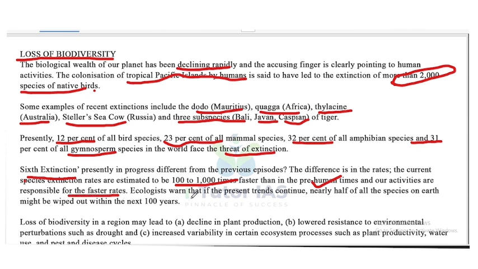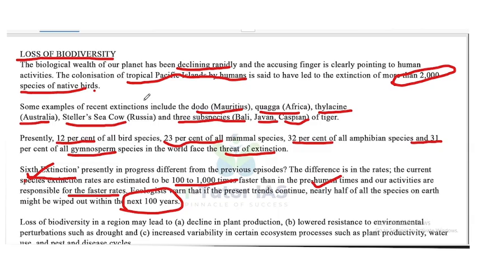Ecologists warn that if present trends continue, nearly half of all the species on Earth might be wiped out in the next 100 years. So already 5 phases of extinctions are over. The 6th one is in progress, and it is going on at a very fast rate, 100 to 1000 times, due to human activities. And the ecologists are warning us that in the next 100 years, half of the species on Earth might be wiped out, which is a very serious issue to be looked upon.